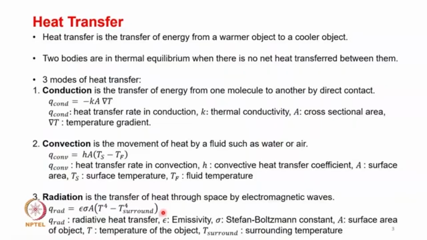And the last mode of heat transfer, of course, is radiation. It is the transfer of heat through space by electromagnetic waves. Here Q radiation, the radiative heat transfer, is a function of emissivity epsilon, sigma, which is the Stefan Boltzmann constant, A the surface area, T the temperature of the object, and T surround the surrounding temperature. Unlike the first two modes of heat transfer, radiation heat transfer depends upon the fourth power of temperature.